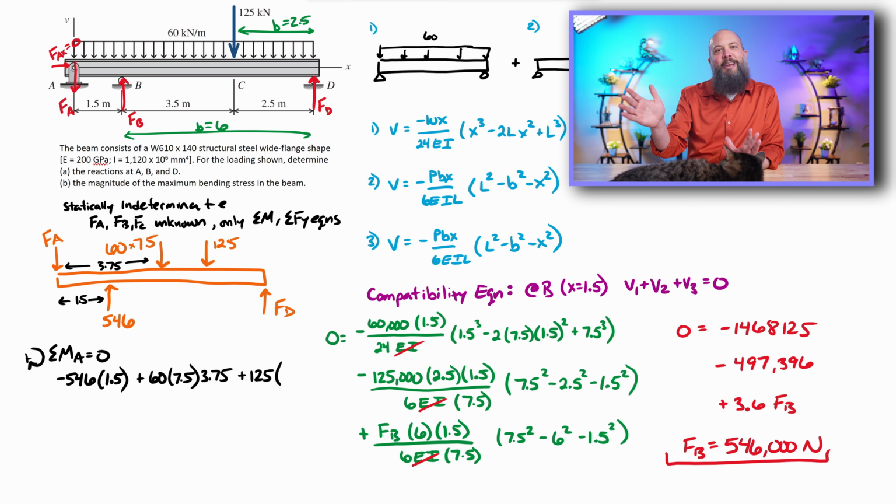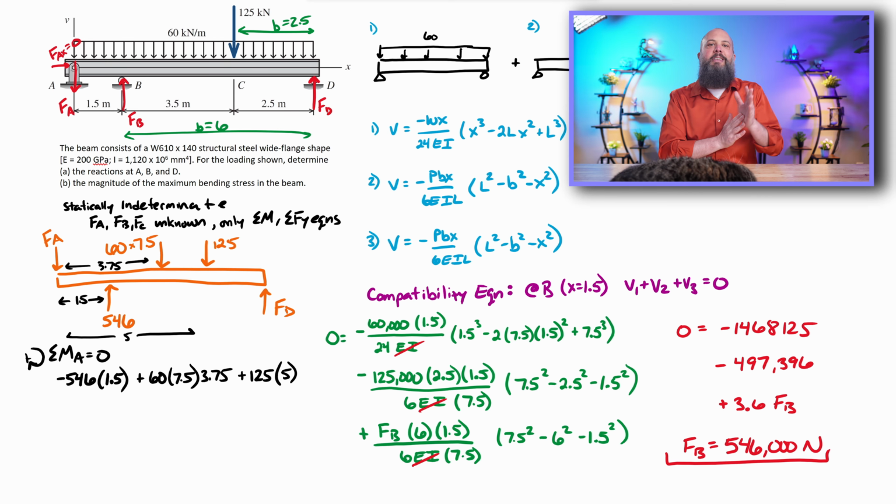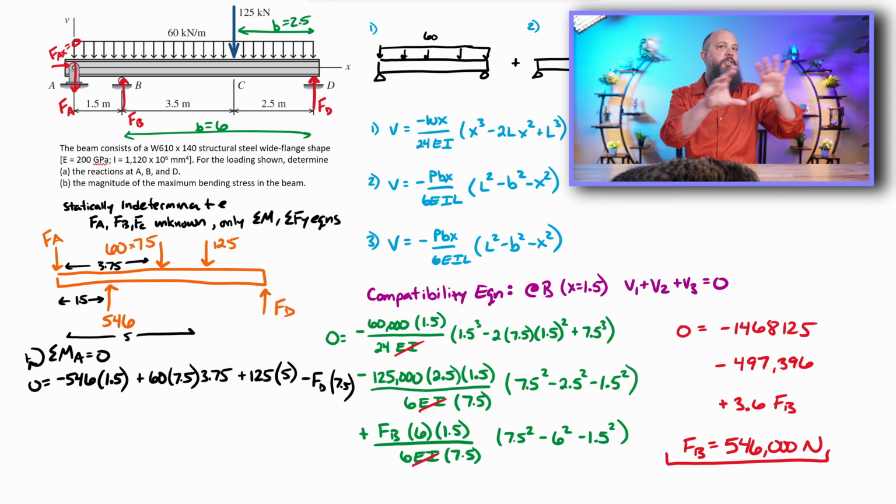But we'll keep you in suspense on that because first I'm going to do a sum of moments at point A, which cancels out FA and just uses the 546, the 60 times 7.5, which is the distributed load, just the area of the rectangle, the force of 60 and then the length of 7.5, 125 down, FD, leverage arms for everything.